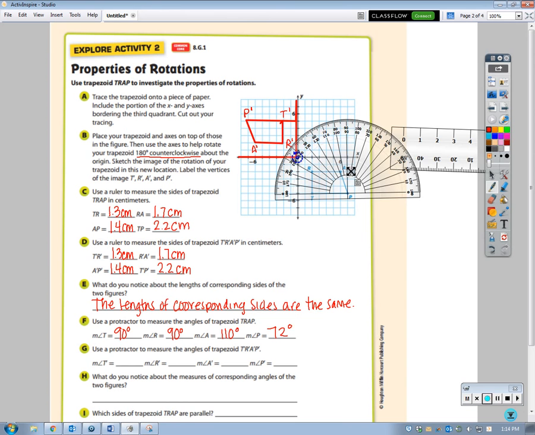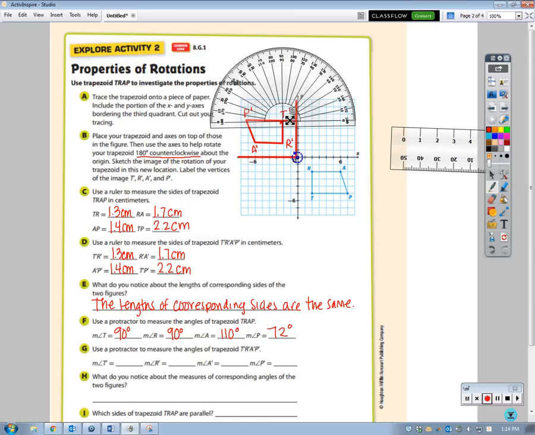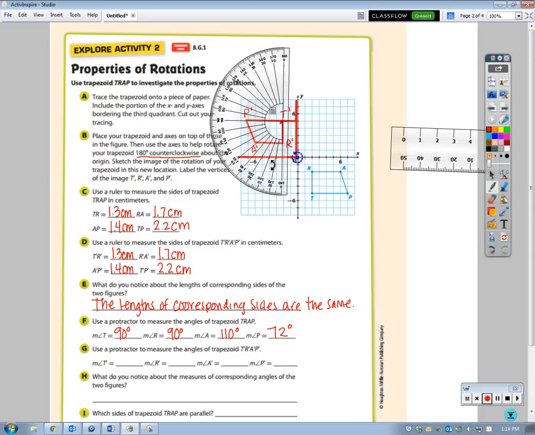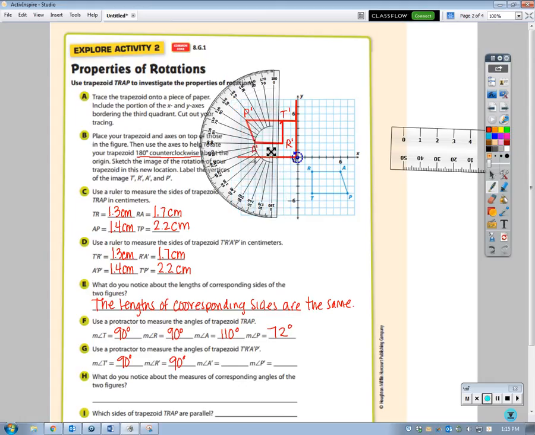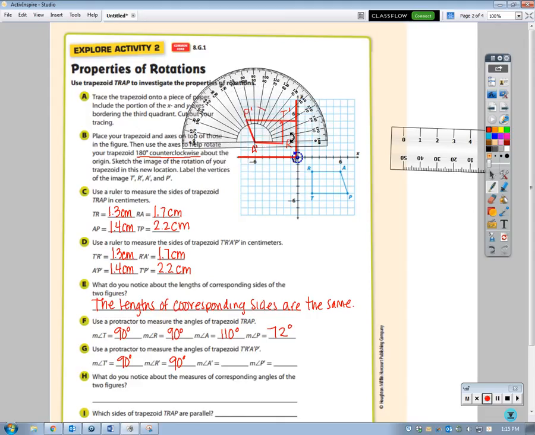Okay, and then guess what? We've got to measure the corresponding angles of our image, our rotated image, so a measure of angle T prime. It lines up with our grid line, so it should be 90 degrees, and it is. And is the same as our pre-image. Then we're going to measure angle R prime, slide that down. Also lines up with our grid line, so it should be 90 degrees, and it should match, so it is 90 degrees. A prime, slide that over, an obtuse angle, so it should be greater than 90. And again, we're looking at about 110 degrees again.